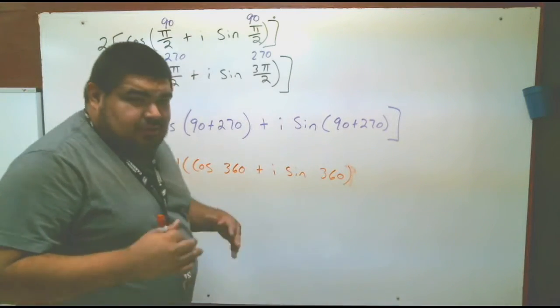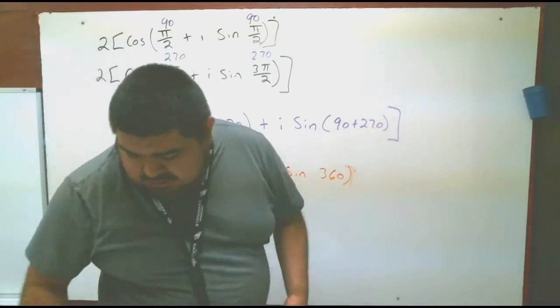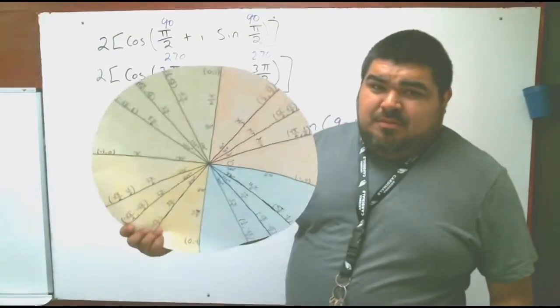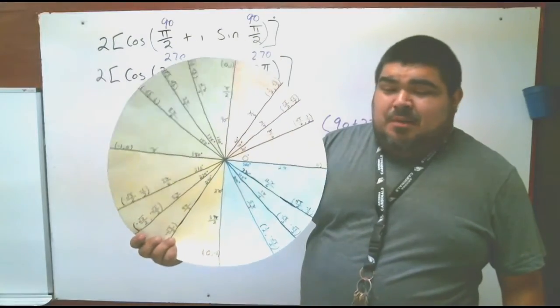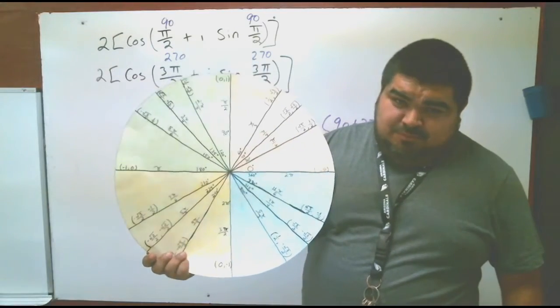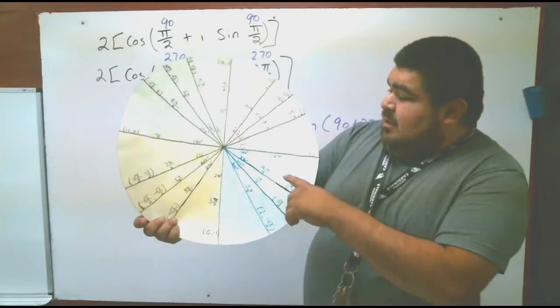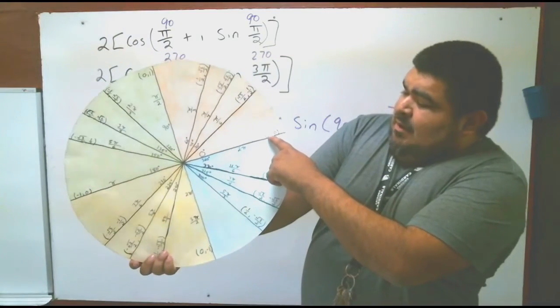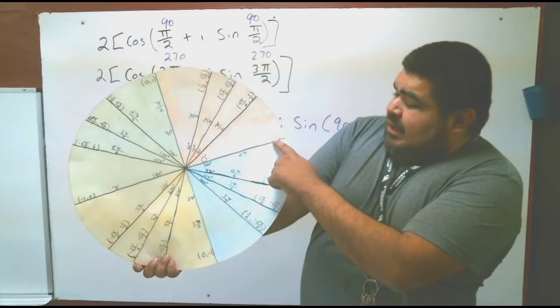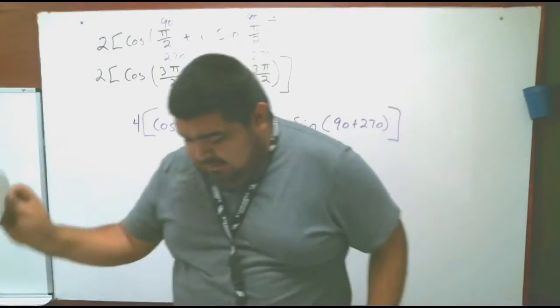Now that we know what degree we're looking for, we can go back to our unit circle. Remember, you really need this unit circle. You need to memorize it. The better you memorize it, the easier and faster it is for you to convert. So if you look at 360, we have 1 for cosine, 0 for sine.